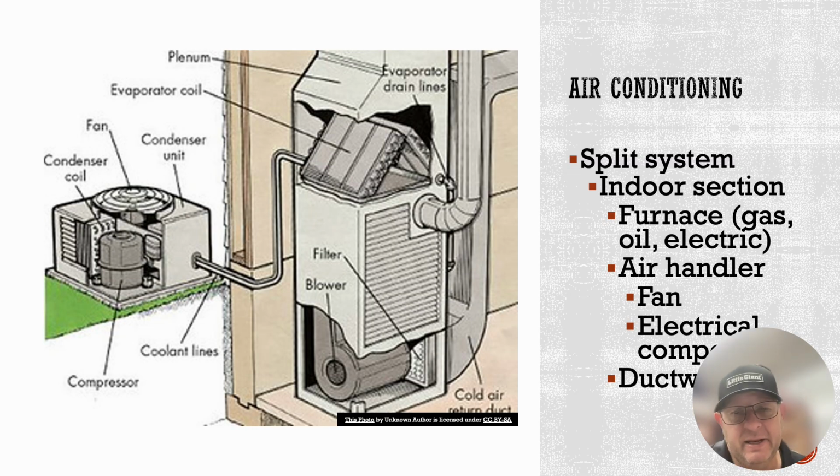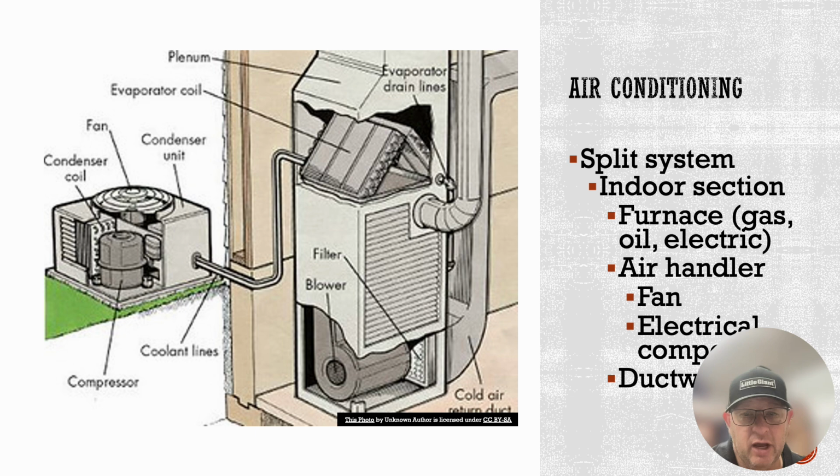This is just another depiction of the system as we're looking at it. This is a split type air conditioning system. We see that the condenser is sitting on the outside of the house. That is where the condenser coil and the compressor are going to be sitting, along with the fan that's going to be moving that outdoor air over the condenser coil to get rid of the heat that we have picked up inside of the evaporator coil itself.